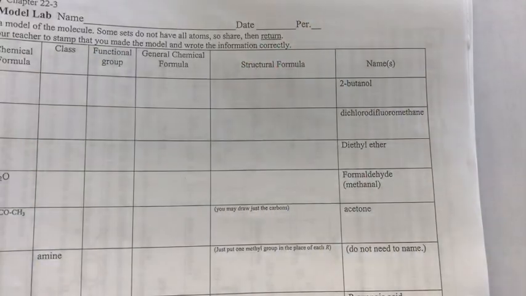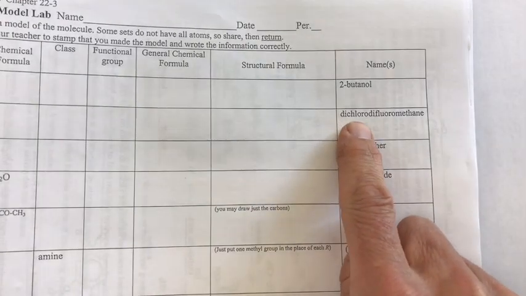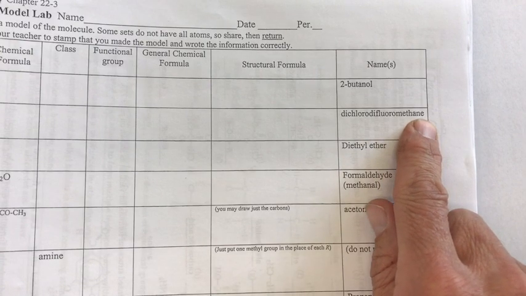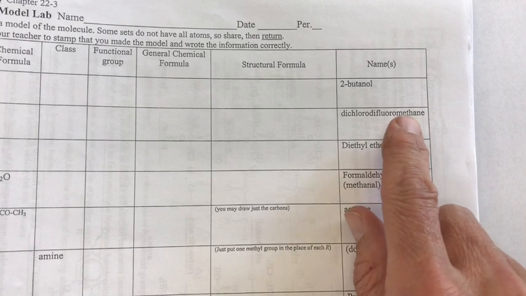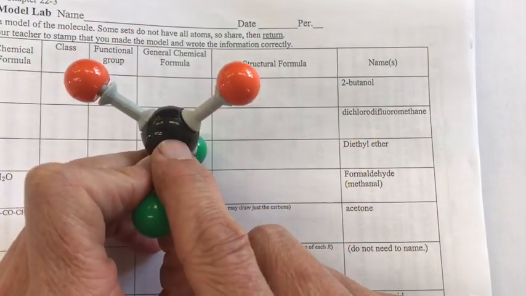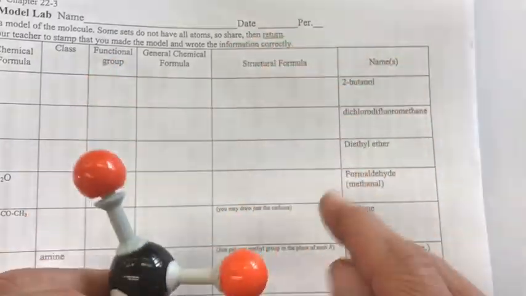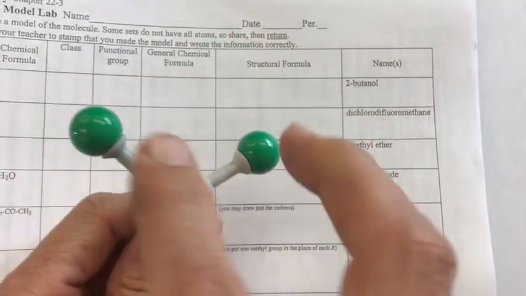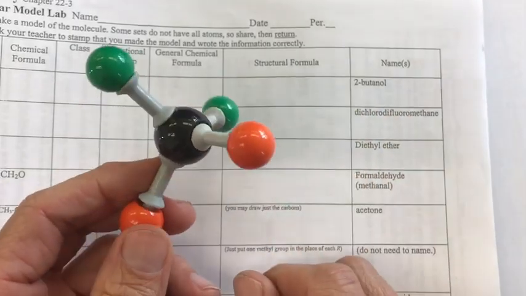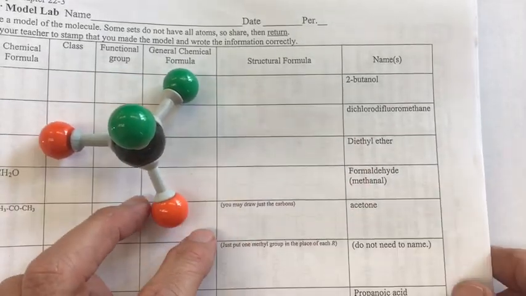Our next one has a name of difluoromethane. Methane means that there's only one carbon. Difluoro means that there are 2 fluorines. So we have 1 carbon, 2 fluorines. And then it says dichloro, so we have 2 chlorines. Dichlorodifluoromethane. And there it is, so you can draw the structural formula here.